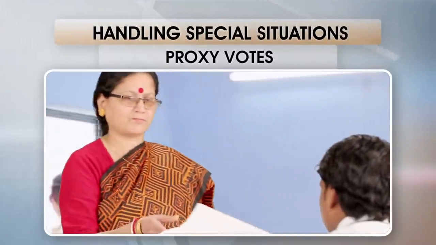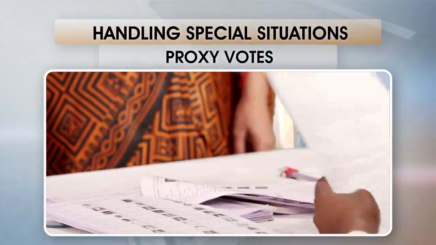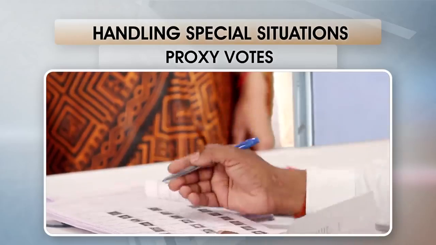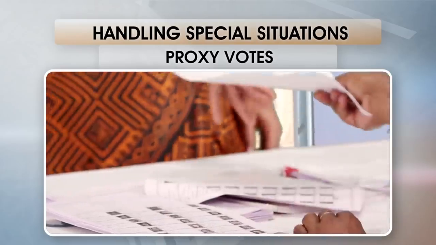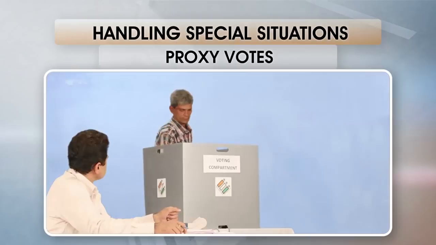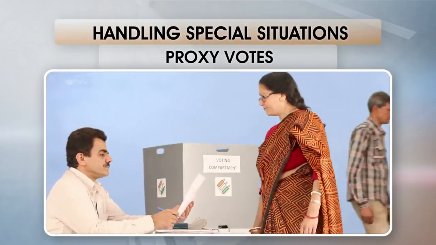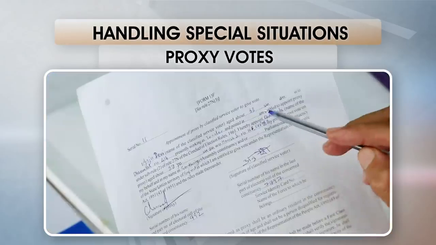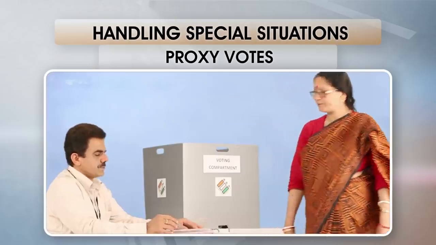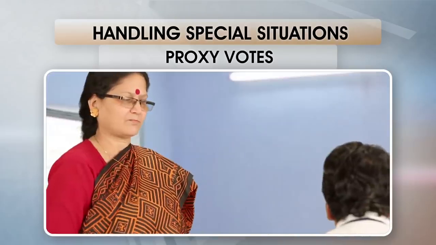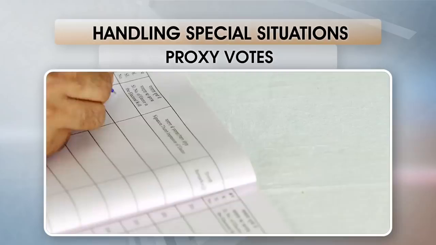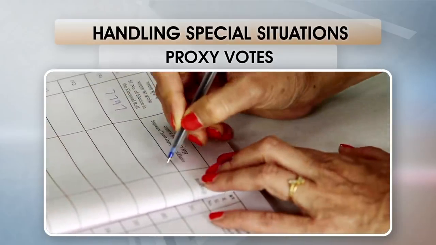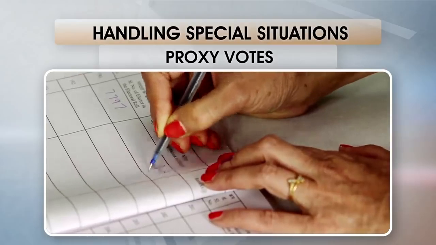Voting by proxy is another situation. Classified Service Voters, or CSVs, are allowed to vote through a proxy appointed by them beforehand. You will have the list of proxy voters, if any, from the RO. The proxy voter will follow the same procedure as other voters with a few minor differences. The serial number of the CSV is to be entered in the second column of Form 17A.